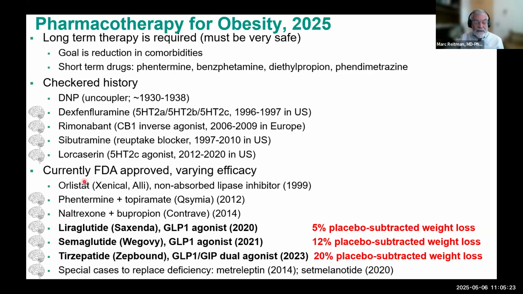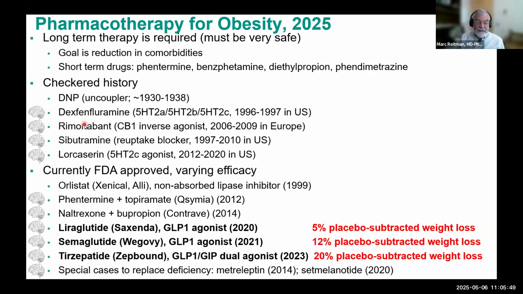And of all these drugs, only one was rationally designed, orlistat. All the rest were accidentally discovered to cause weight loss and therefore developed for the treatment of obesity. The other point I want to make is that almost all the compounds and drugs are brain mechanisms. So obesity drugs work in the brain.